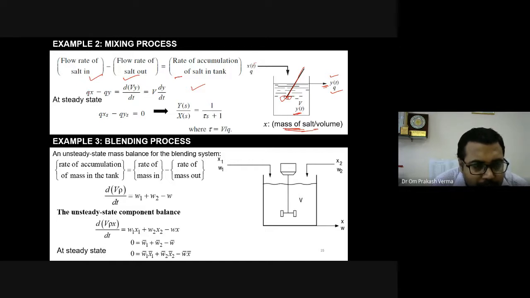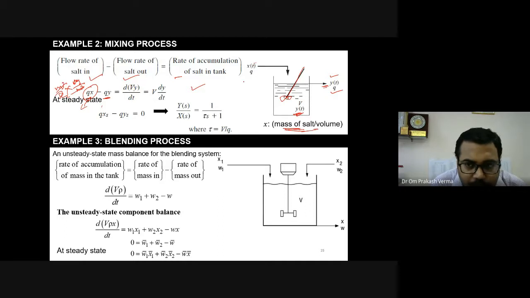So in is equal to Qx, which is mass upon volume. Q is a volumetric flow rate, that is meter cube per second, and this is the mass, kg per volume. So it is again kg per second as a mass. Ultimately, this term represents the mass flow rate with respect to time. So Qx is the in minus Qy is the out, and the accumulation in terms of concentration is V dy by dt, where V is the volume.